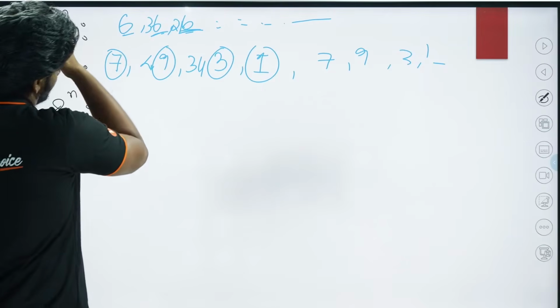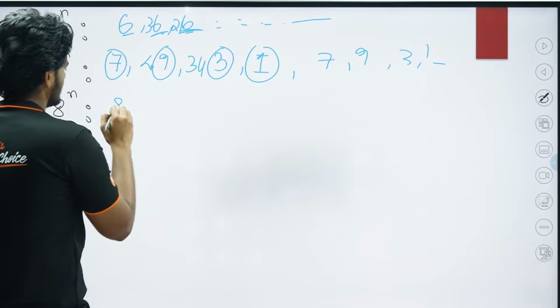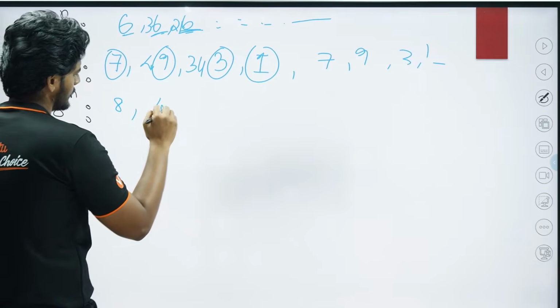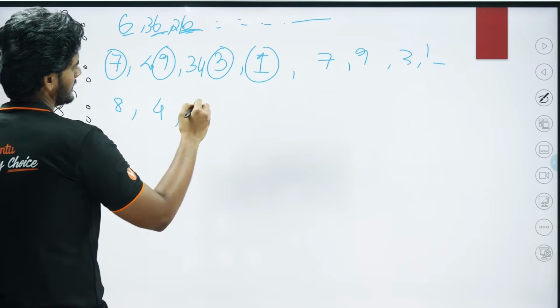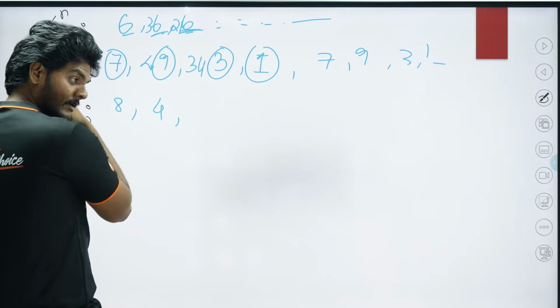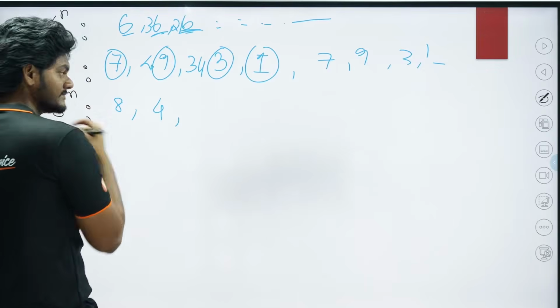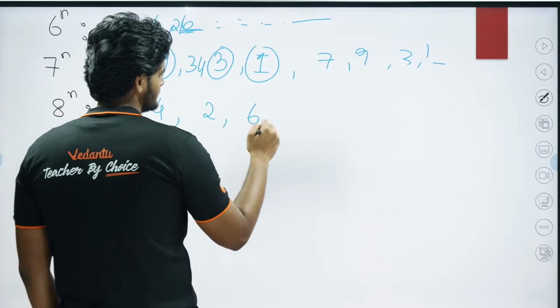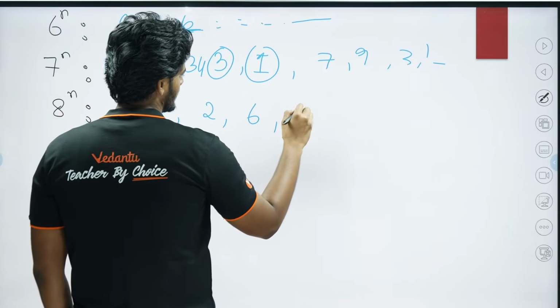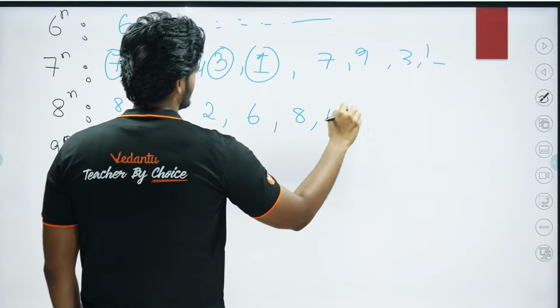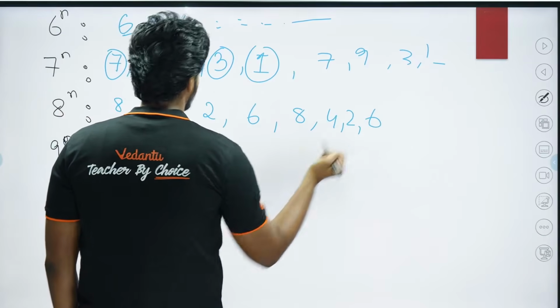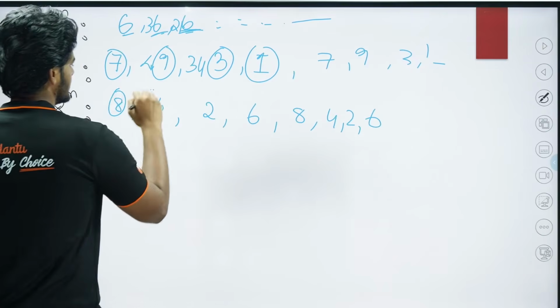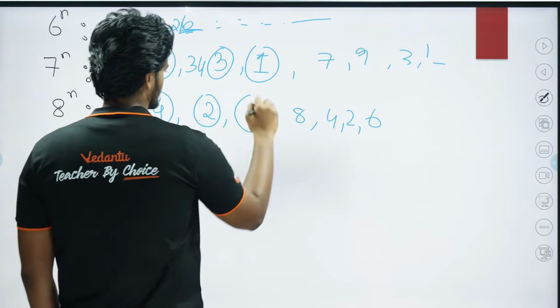8 power n, so 8, and then 8 8s are 64, 4 8s are 32, 2 8s are 16, 6 8s are 48. So again 8, 4, 2, 6, it's repeating, right? So you see that these 4 numbers are going to repeat.